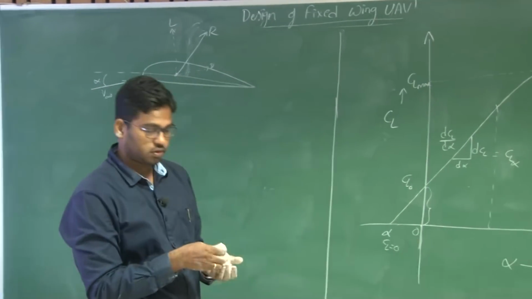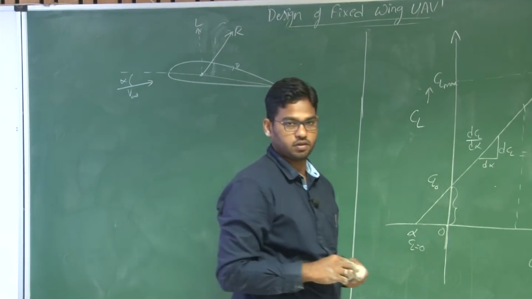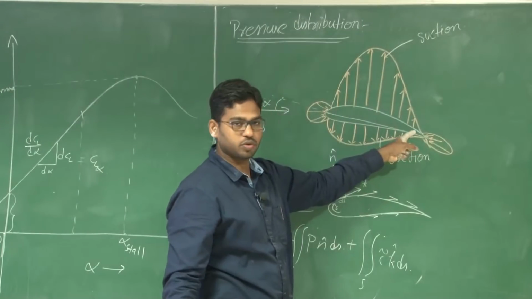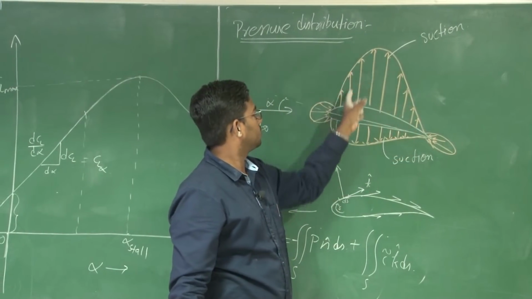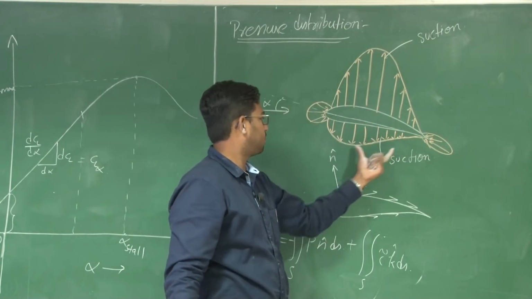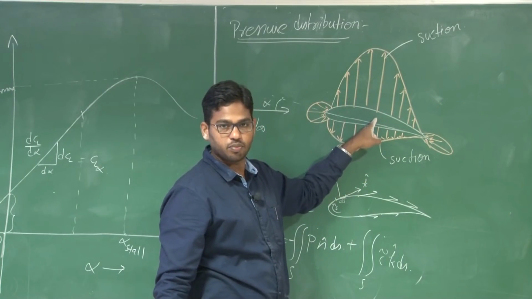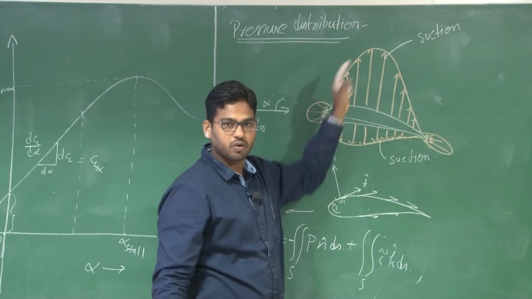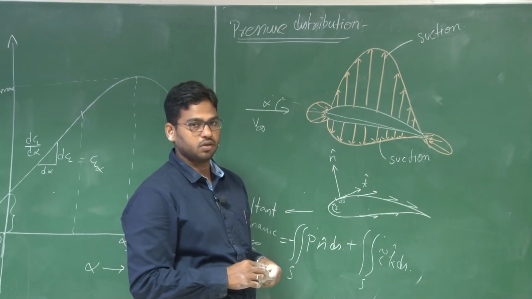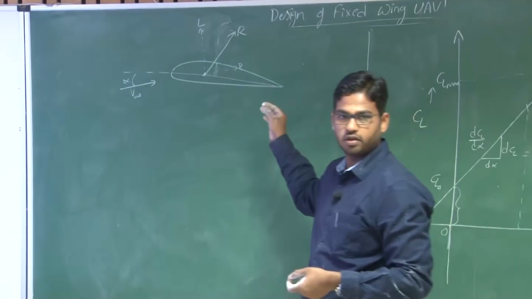So the answer is center of pressure, right? If you look at here, there is a pressure distribution here. So the average of this will act at a certain point, and there is a pressure distribution on the bottom surface. So the average will be acting at some point here, right? Maybe the centroid of this particular distribution, right? So that particular point that lies on the chord is the center of pressure.